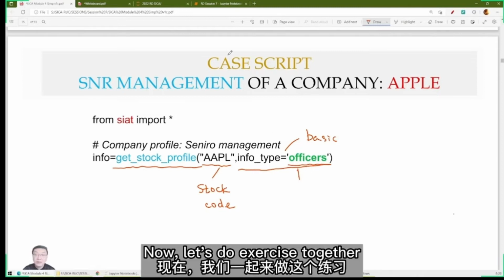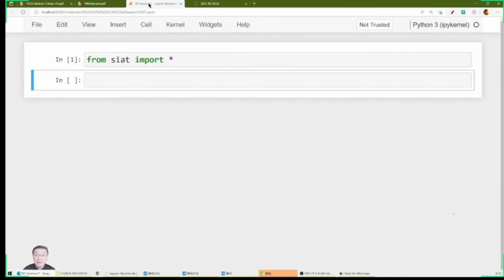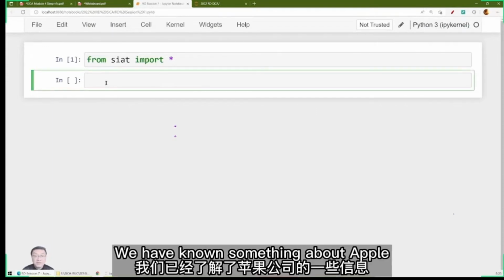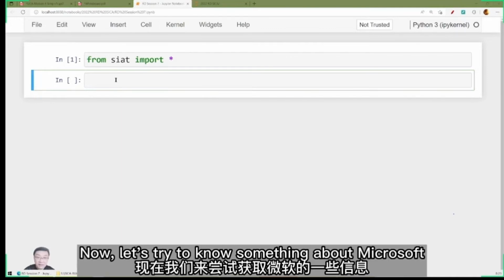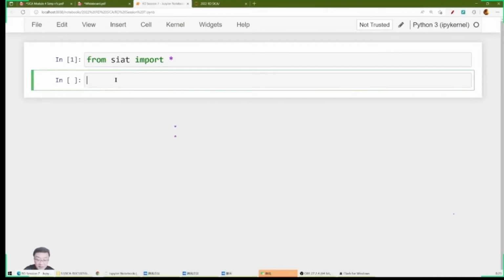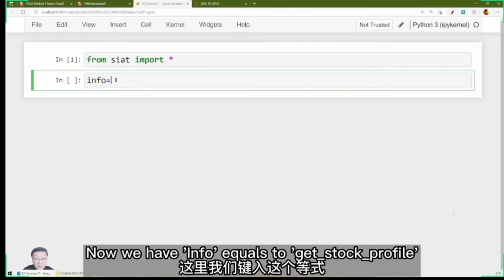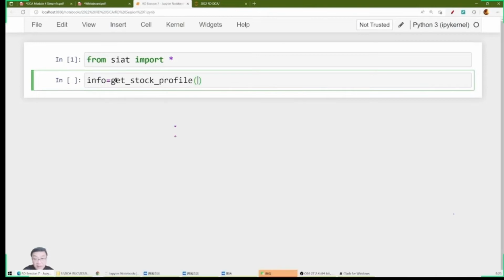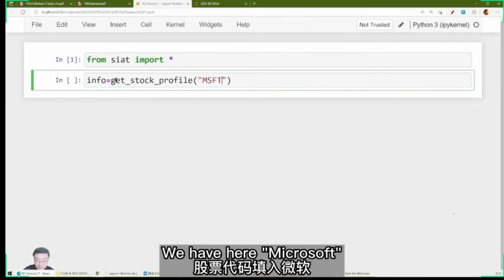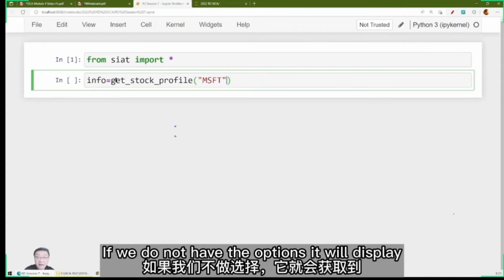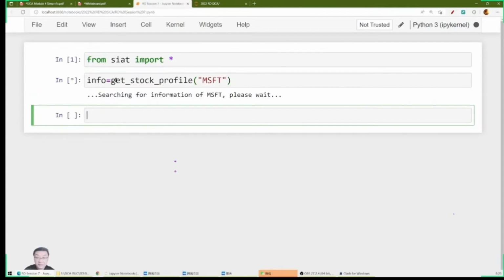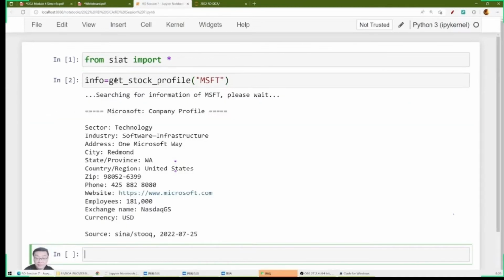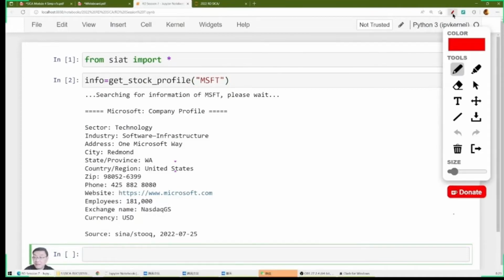Now, let's do the exercise together. We have known something about Apple. Now, let's try to know something about Microsoft. For example, we have the code to get the profile. We have here Microsoft. If there are no options, it will display the basic information. Let's look at this first. Okay, this is about Microsoft.